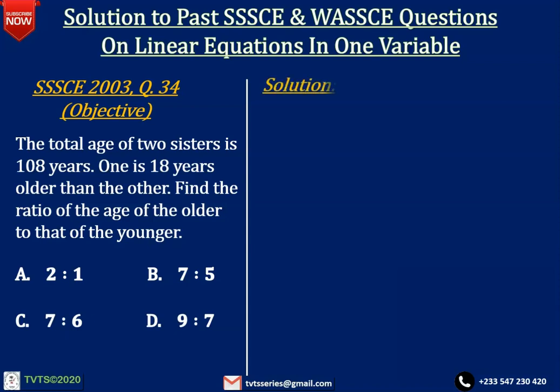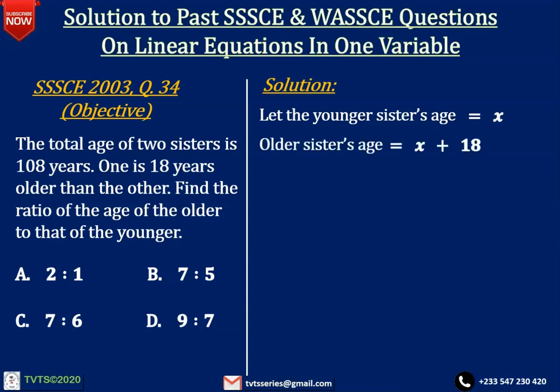Solution. There are two unknown quantities in this word problem: the younger sister's age and the older sister's age. Therefore, let's use x to represent the younger sister's age. We are told that one is 18 years older than the other. This implies that the older sister is x plus 18 years.